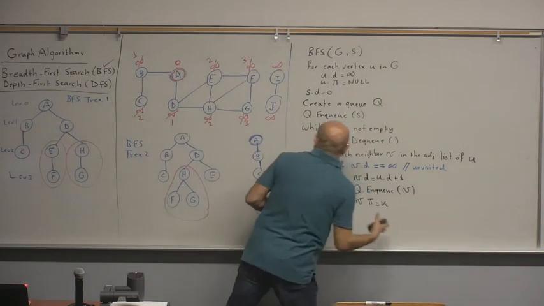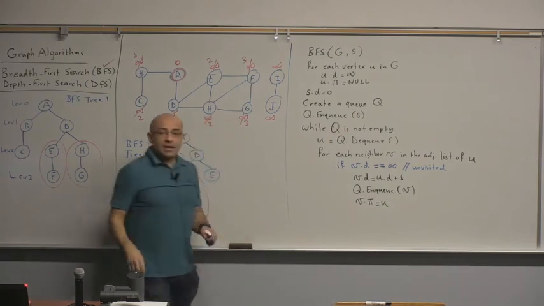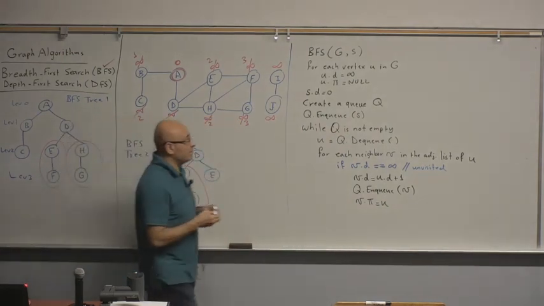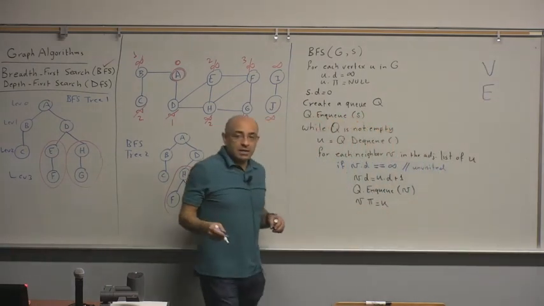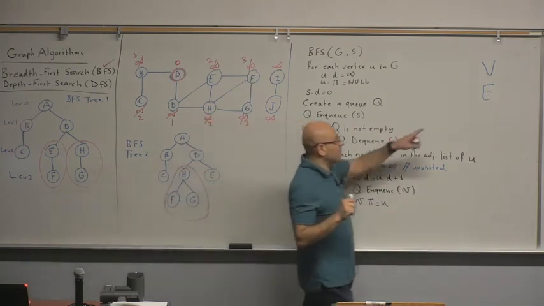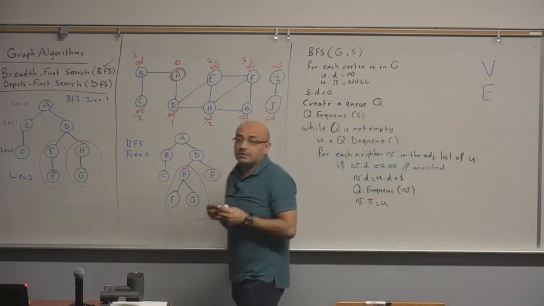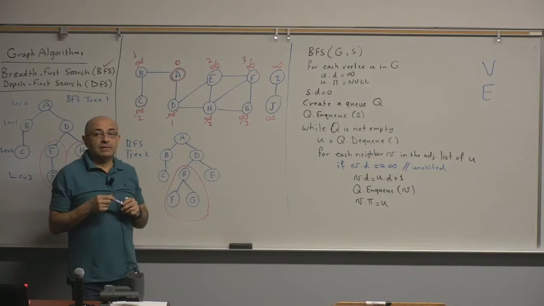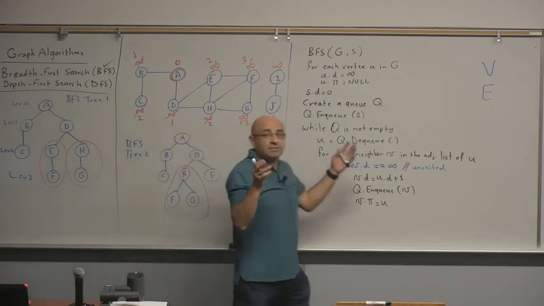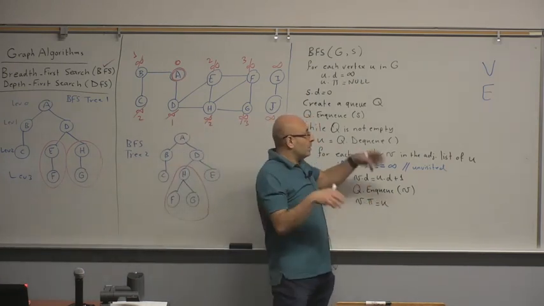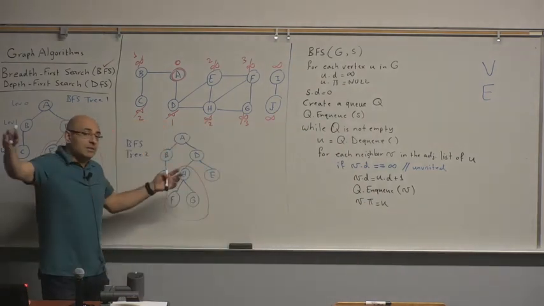Okay, now let's analyze the algorithm. When we analyze graph algorithms, we analyze them in terms of V and E. So we have two input parameters. V is the number of vertices and E is the number of edges. Are these parameters dependent or independent? They are independent, because you can have lots of vertices and very few edges, and you can have lots of edges and very few vertices.